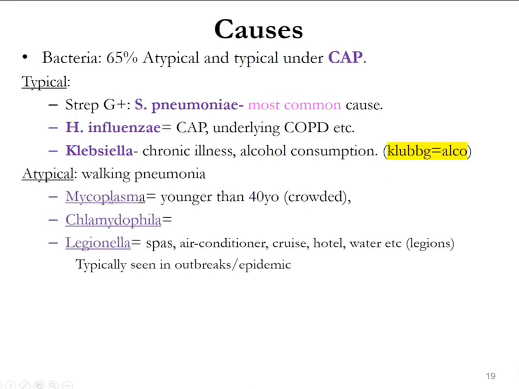Then atypical, there are 3 most common ones. Mycoplasma, usually you will see that in people younger than 40 years old, people who are partying, in crowds, can get it. Chlamydophila. Then Legionella, I remember legions, like a cruise, hotels, spas, air conditioning, all kinds of things. Just refer to this and come back and do that.